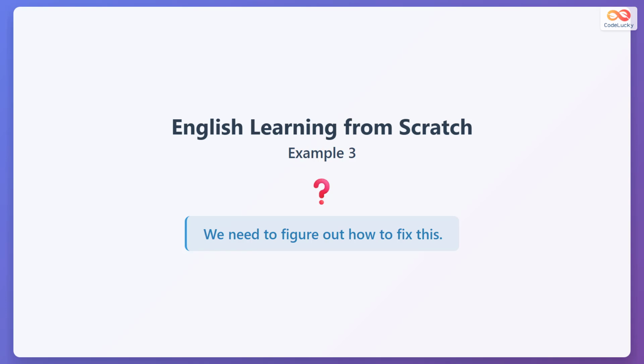We need to figure out how to fix this. This example shows figure out used when facing a practical problem that requires discovering the method or solution through logical reasoning and experimentation. She finally figured out what to do next. This demonstrates figure out for making decisions through careful thought, where someone analyzes their situation and discovers the best course of action.